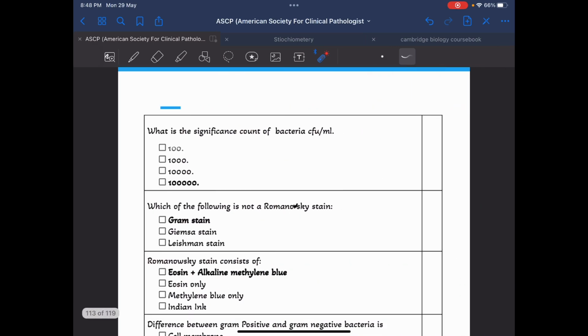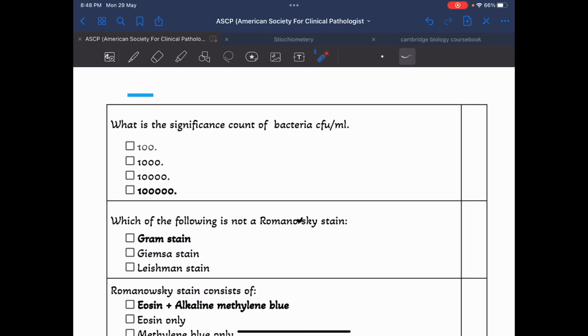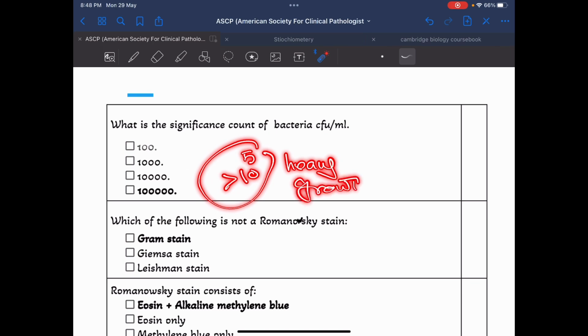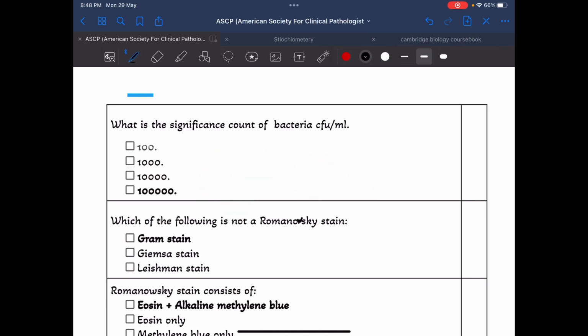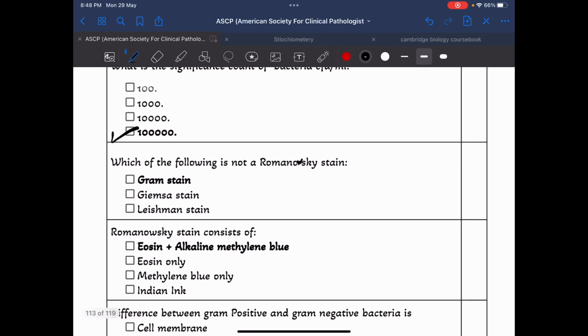We'll start with the first question. What is the significance count of bacteria colony forming unit per ml? 100, 1000, 10,000, 100,000. The correct answer is 100,000, more than 10 to the power 5, which will be heavy growth. So the correct answer is 100,000.